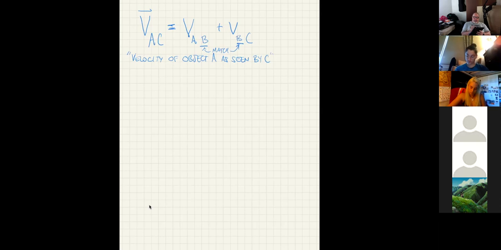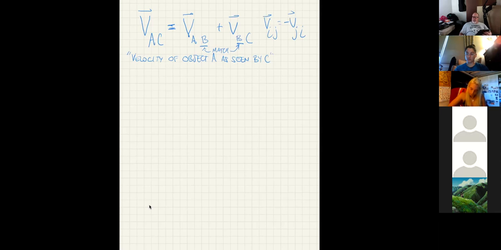Now, with this comes an additional rule. I'll put my vector symbols on top of it. The additional rule is that Vij is equal to the negative of Vji. So sometimes it'll come up that you might have Vab, but you don't have Vbc. Maybe you'll have Vcb. Well, that's okay. Vcb is just equal to the negative of Vbc, and that'll work out, okay?